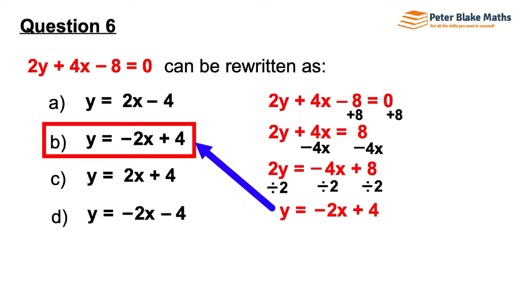So is that one of our options? Yes, it is, conveniently. Answer B is correct in my mind. Y equals minus 2x plus 4.